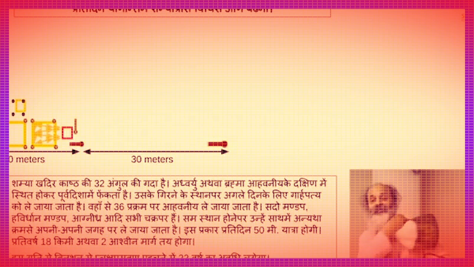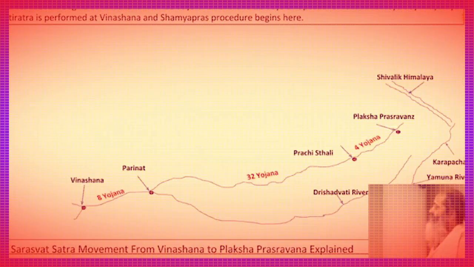How much do you progress? 50 meters a day. So how much will you progress in, let's say, 6 months? 1 ayana, basically 9 kilometers. That is the Ashvina. And it will take to cover from Vinashana to Plaksha Prasravana 22 years.